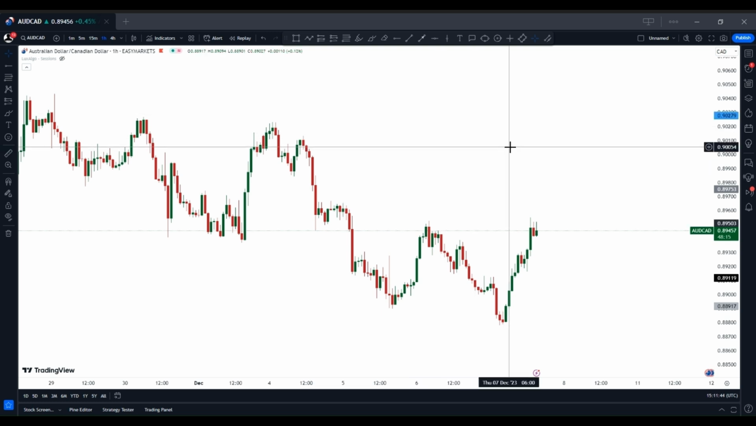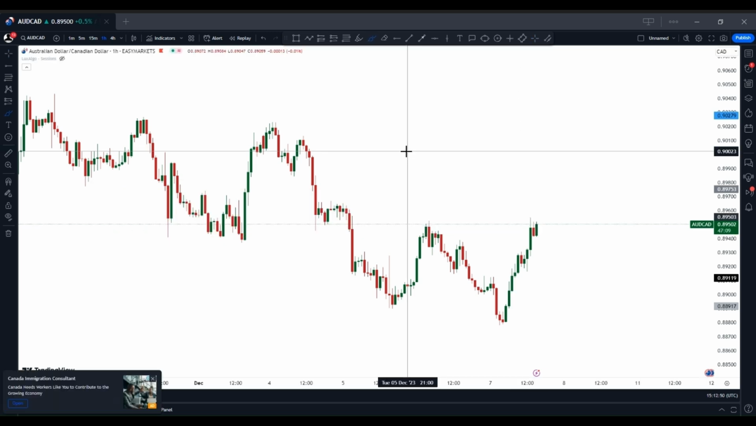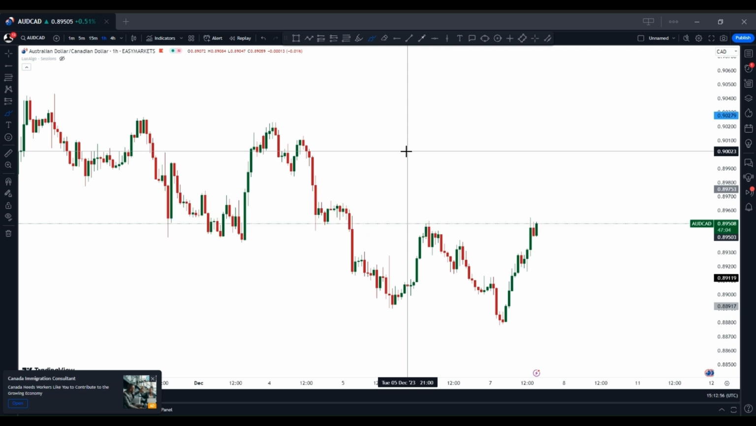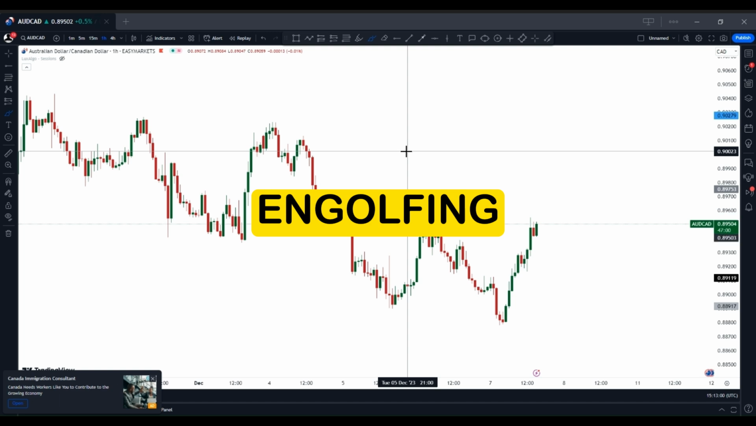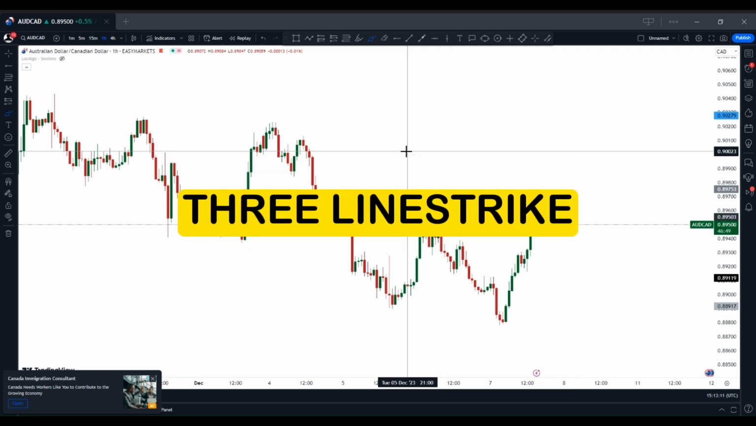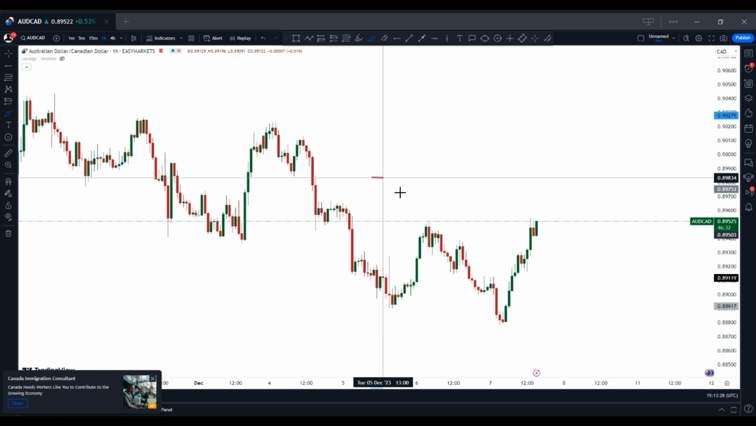Example number one is morning star and evening star. Another one is tweezer top or tweezer bottom. Tweezer top is the opposite of tweezer bottom. Another one is the engulfing candle. So we have bullish engulfing candles and bearish engulfing candles. Another one is three line strike. Now all these, we are going to look at one by one on the chart, and you get to know them in real life, what they look like and what they actually mean.